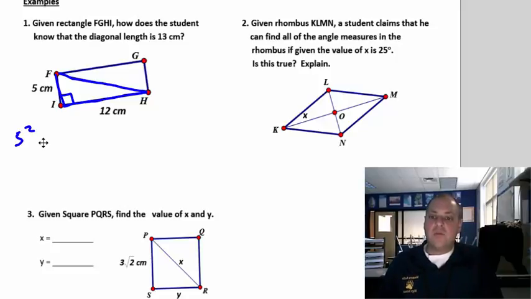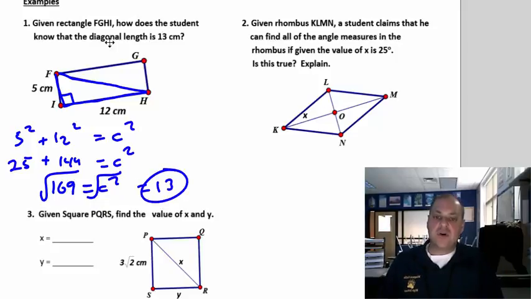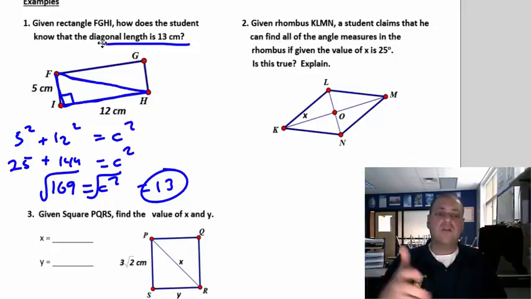5 squared plus 12 squared equals c squared. 25 plus 144 equals c squared. 169 equals c squared. If you take the square root of 169, you get 13. And that shows that the diagonal length is 13. So you can do the diagonal of rectangles, and as long as you have the right angle, you can use the Pythagorean Theorem.